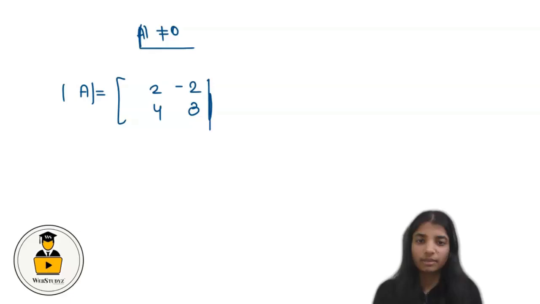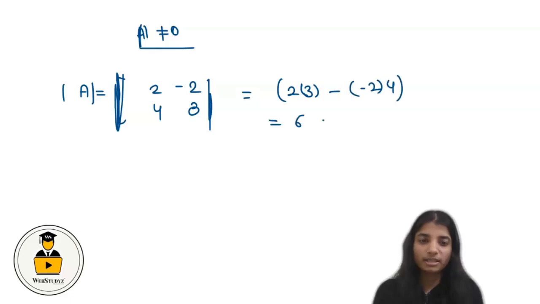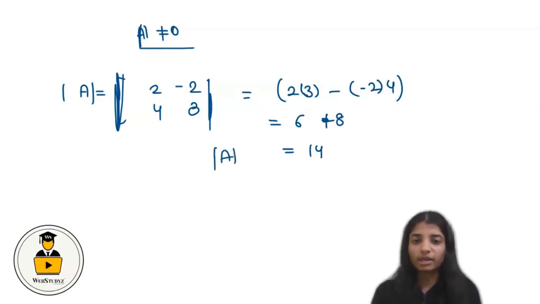So the determinant of A, we are having this matrix [2, -2; 4, 3]. Its determinant becomes equal to 2 multiplied by 3 minus (-2) multiplied by 4. So 2 multiplied by 3 is 6, minus of minus 2 multiplied by 4 is minus 8. So minus becomes plus 8. So this is equal to 14. So we are having the value of the determinant of A, that is 14.